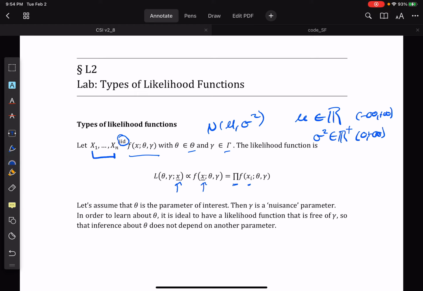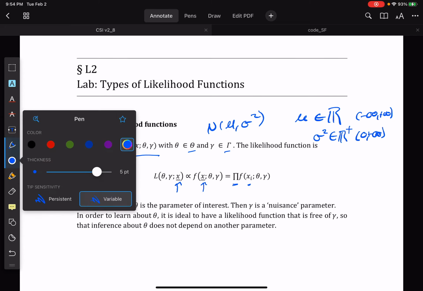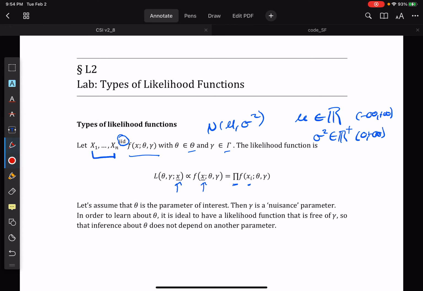And what we're going to assume is that the parameter of interest, the thing we want to learn about, is theta. And there's another parameter. We're going to need to know what that parameter is to be able to do some computation, but we're not really interested in it. I just need it so that I can learn about theta. Well, that extra parameter is called a nuisance parameter. So gamma here is a nuisance parameter.